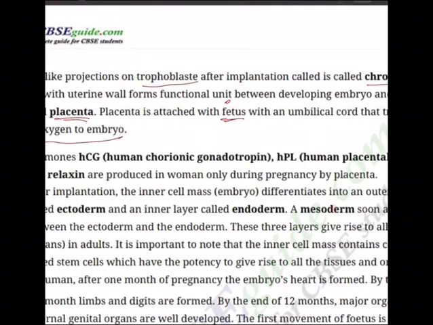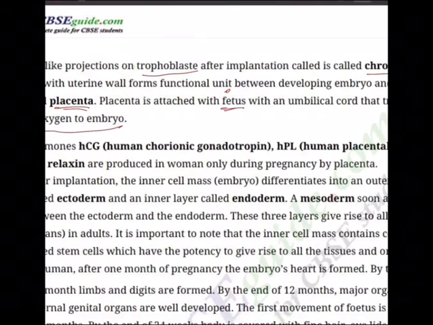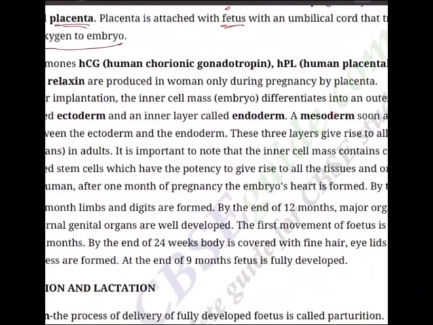Now hormones, hCG, human chorionic gonadotropin, human placental lactogen and relaxin are produced in women only during pregnancy by the placenta. So the placenta is also secreting these hormones hCG, hPL and relaxin.